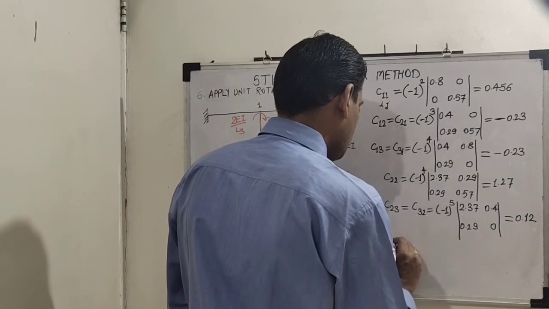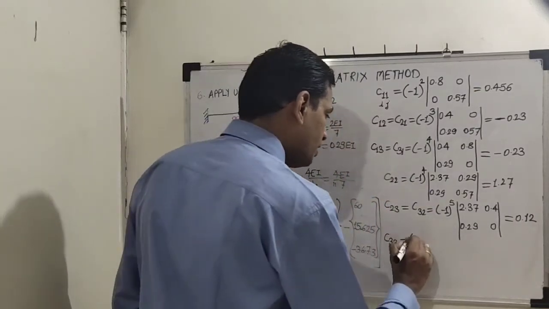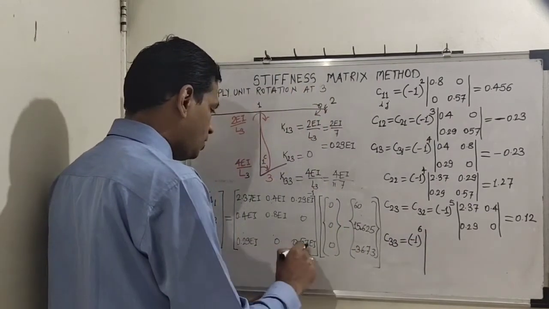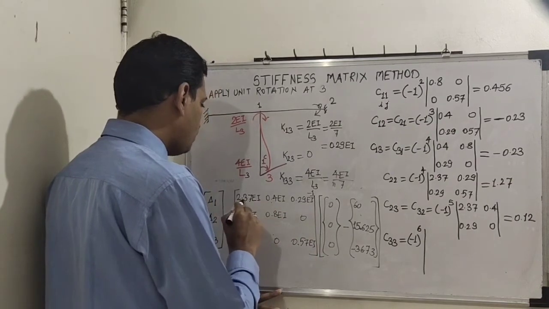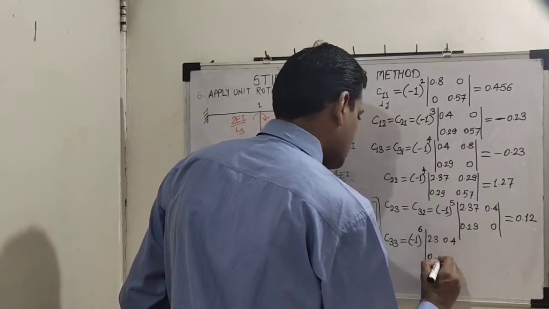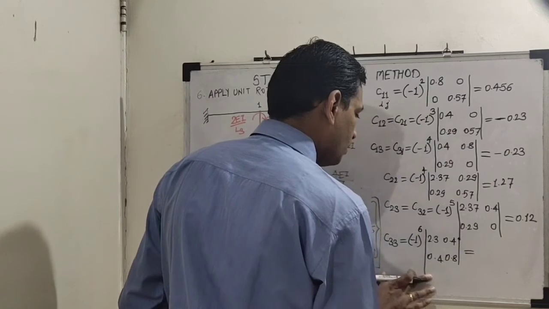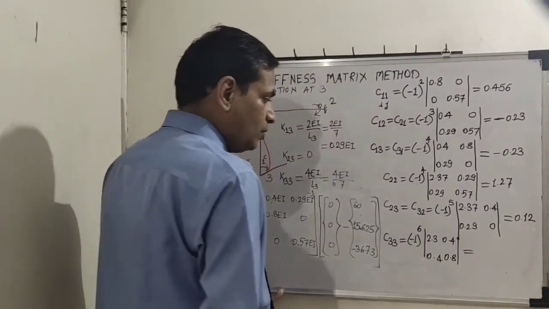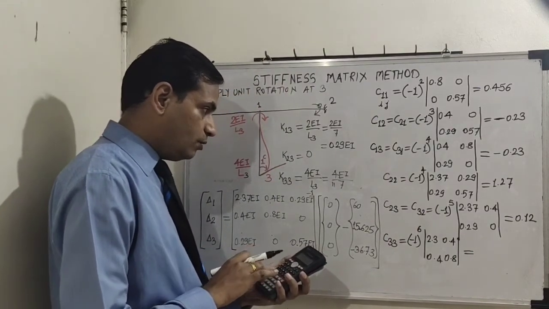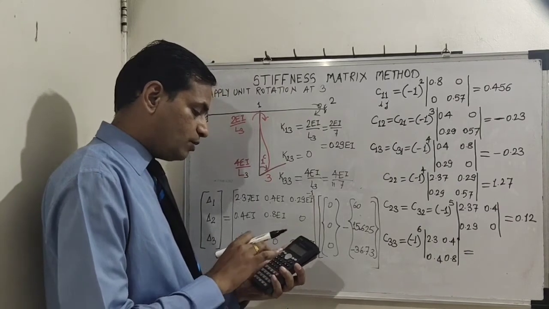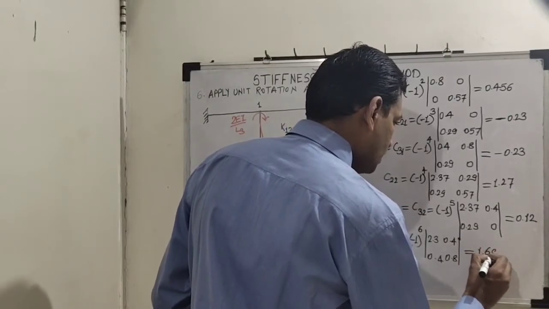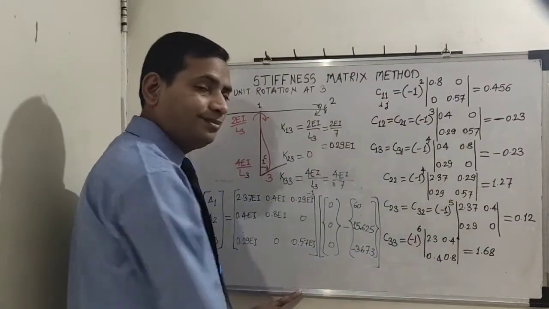And then C33, last one. So it is minus 1 raised to 6 into third row, third column. Third row is here, third column is here. So these 4. 2.3, 0.4. Then again 0.4 and then 0.8. Okay. So minus 1 raised to 6 is plus 1 into bracket 2.3 into 0.8 minus 0.4 square, 1.68. 1.68. So these are 9 cofactors.